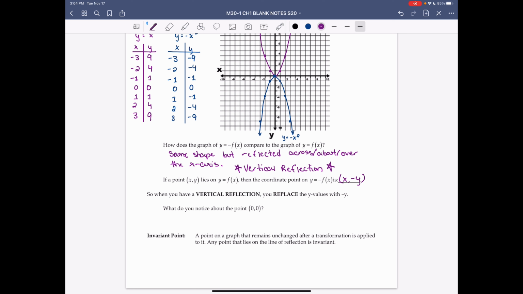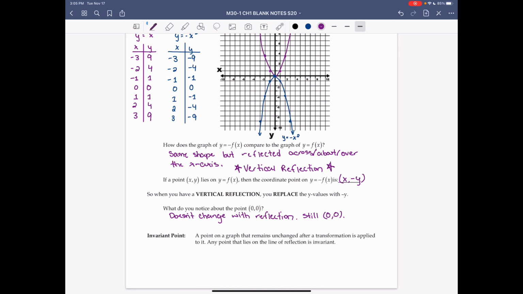What do you notice about the point 0, 0? The point 0, 0 doesn't change. With reflection, it's still 0, 0.